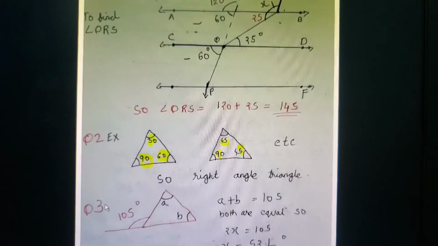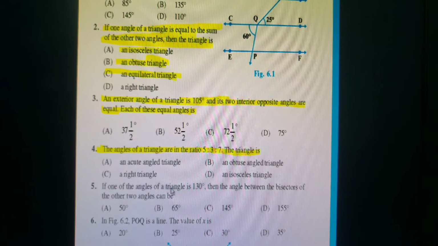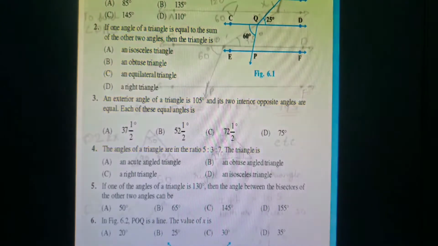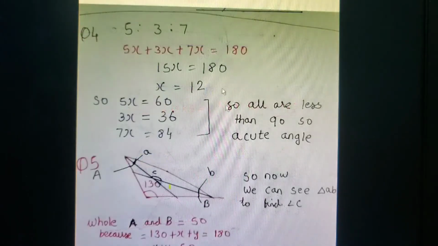Now moving on to question number 5. If one of the angles of a triangle is 130, then the angle between the bisectors of the other two angles can be... This is a question which we might think is hard, but it's not hard. Just understand the question.